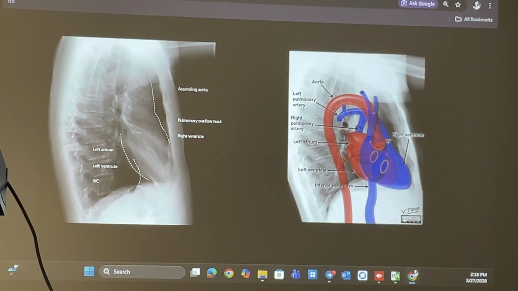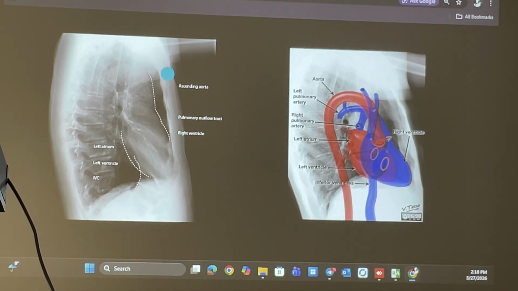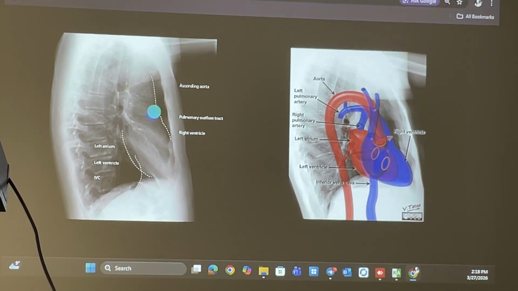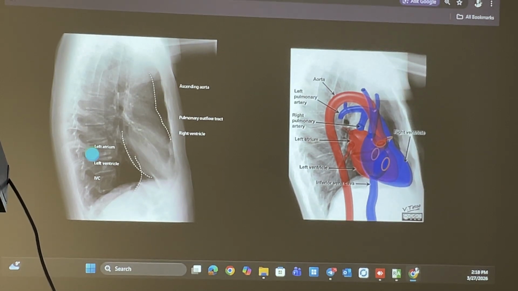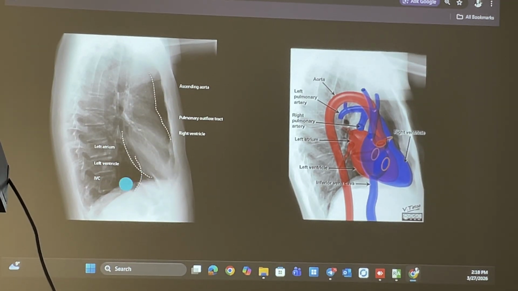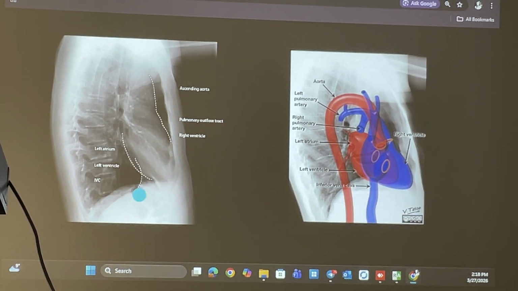And on lateral chest x-rays, we have already talked about it, you should look at the retrosternal space, which should be clear. You should also look at the thoracic vertebrae becoming blacker when you go from top to bottom, and also look at the costophrenic angles.